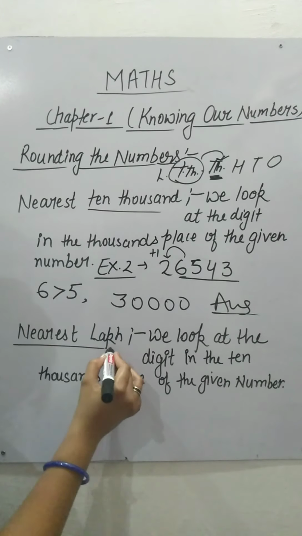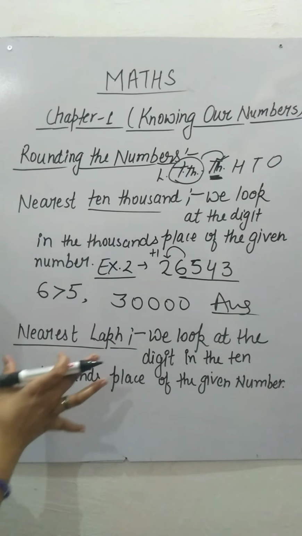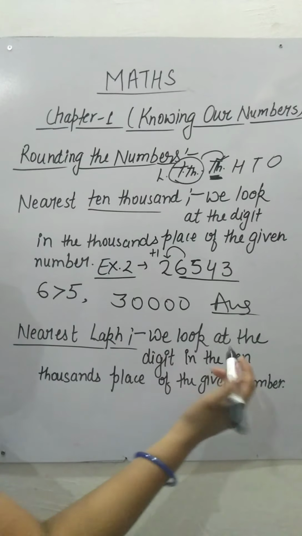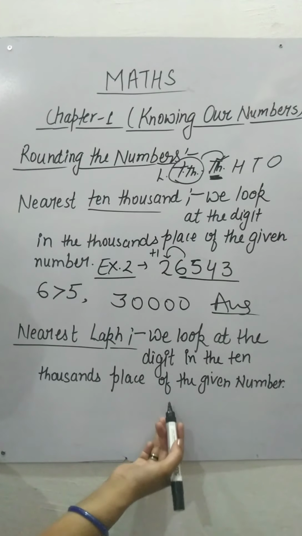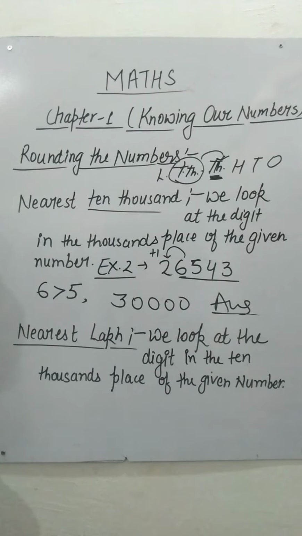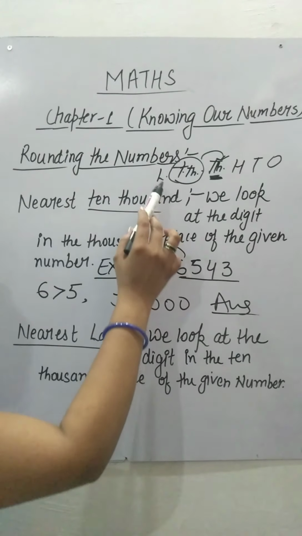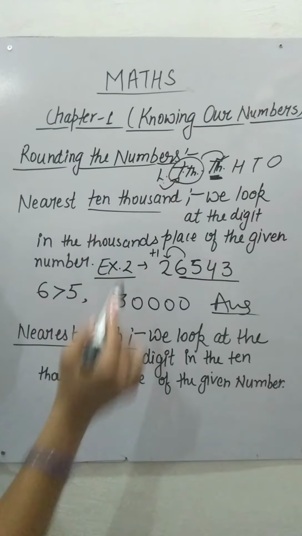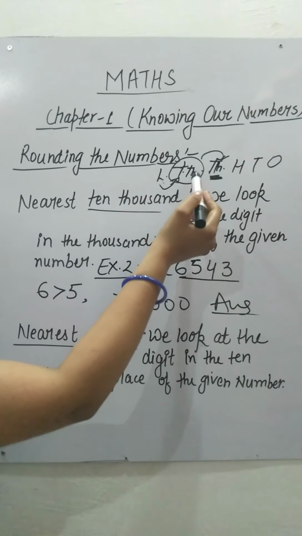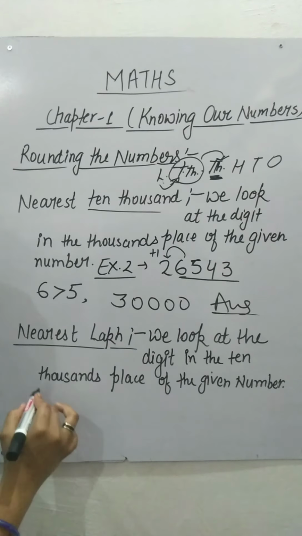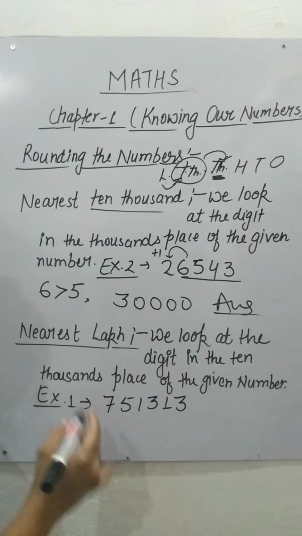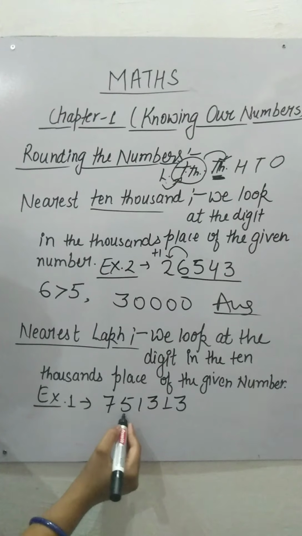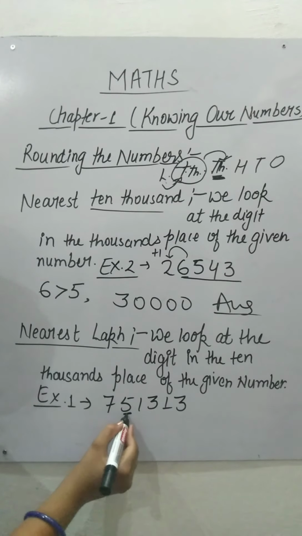Now the next is nearest lakh. If we round off to the nearest lakh, we will look at the digit in the 10,000 place of the given number. So where is lakh? Lakh is here. The nearest place is 10,000, so we will see the digit at the 10,000 place. We have an example. See here: ones, tens, hundred, thousand, 10,000, lakh. Its nearest place is the 10,000 place.